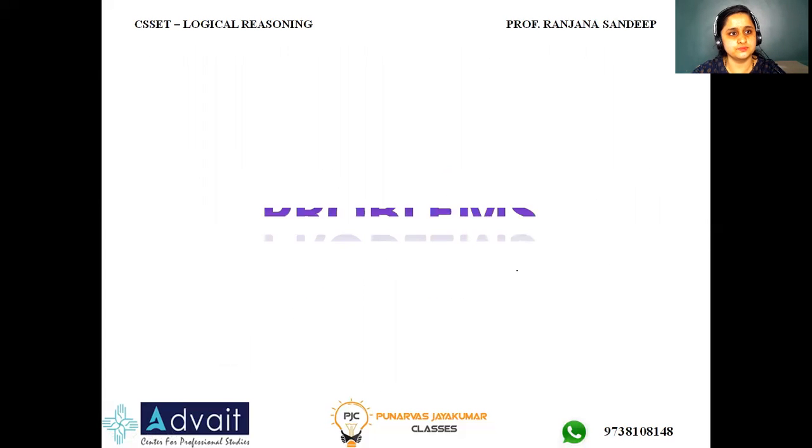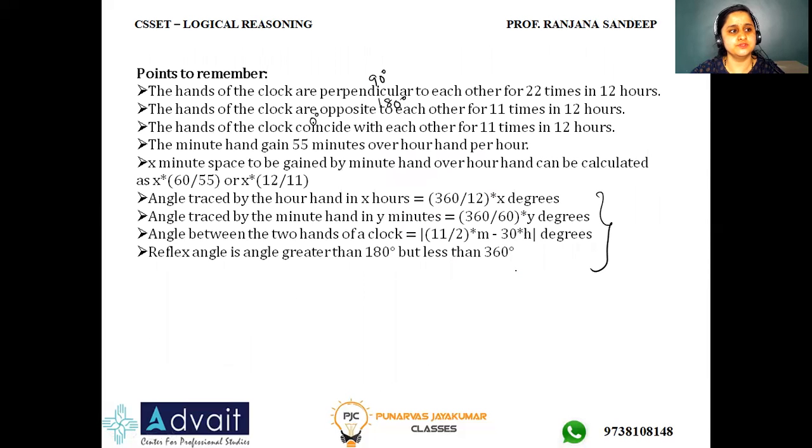So just observe this: the angle traced by the hour hand and the angle traced by the minute hand in y minutes. The angle between the two hands of a clock, even this is very, very important. This is a shortcut formula. If you need further explanation or want to know how we got this formula, then contact me. So the angle between two hands of a clock is 11 by 2 into m, where m stands for minutes, minus 30 into h, where h stands for hours. Okay, so m is minutes, h is hours.